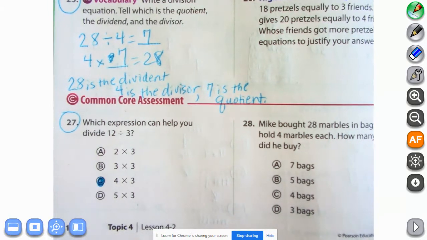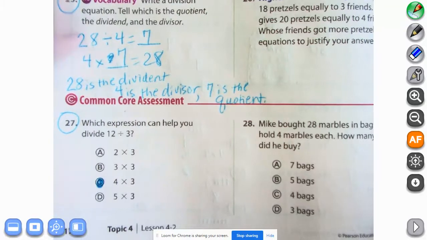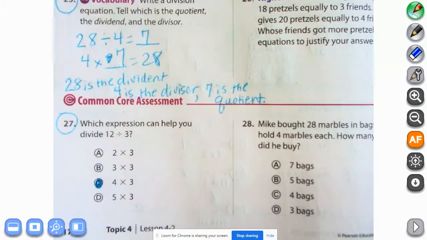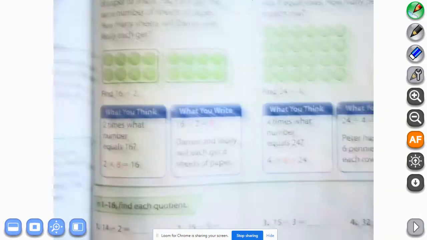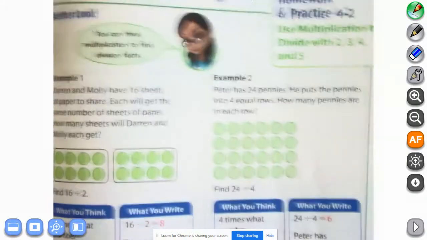All right. So make sure you have all of this written down. Go ahead and push pause because I'm going to move the book. Ready? Here we go. All right, for our homework today.